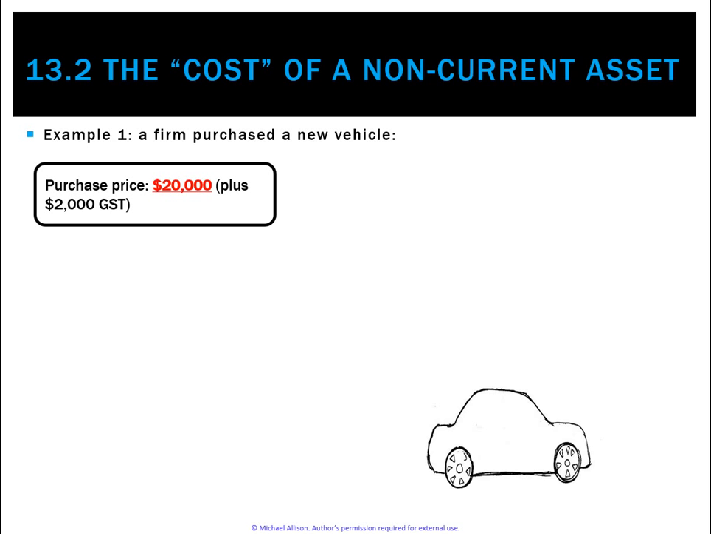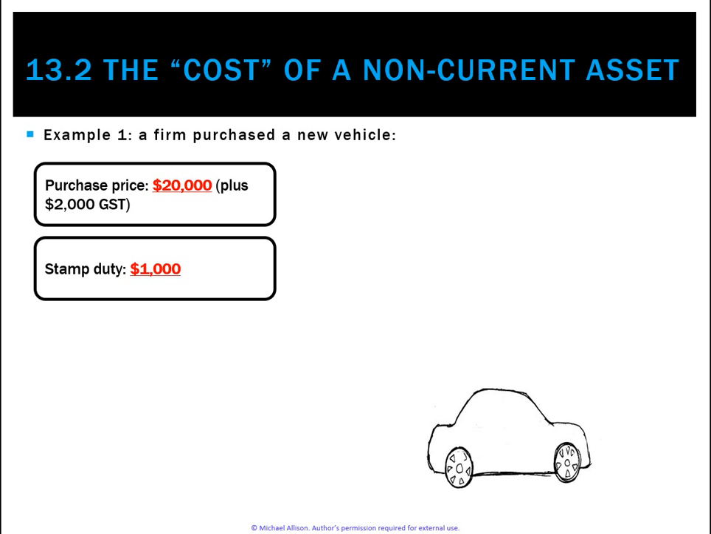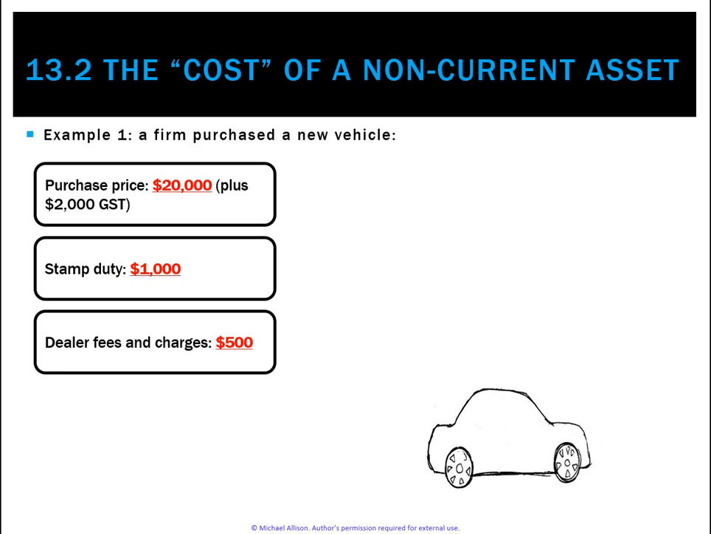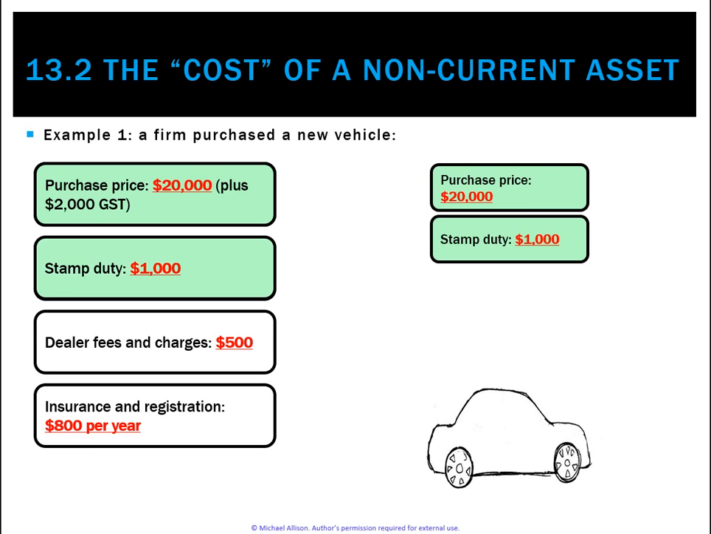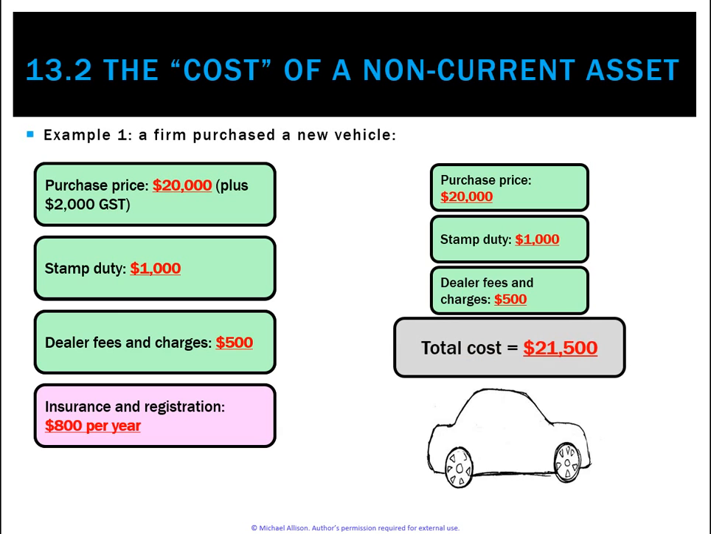So looking at an example, we've bought a car and we've been charged $20,000 as a purchase price. Stamp duty, which is a government tax when you buy a new car, of $1,000. Dealer fees and charges, the dealer has charged us $500 to basically drive the car off the lot, and we're going to insure and register it for $800 per year. Obviously the purchase price, that's part of the vehicle's cost. But then we're going to attach anything that's required to get it in a capacity and location to earn revenue that will last for the life of the asset. So we've got the stamp duty and the dealer fees, but we won't put in the insurance. So what we'll say is the total cost is only $21,500, and we'll leave out the insurance of $800 per year.